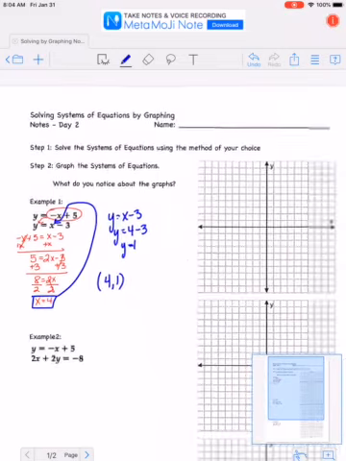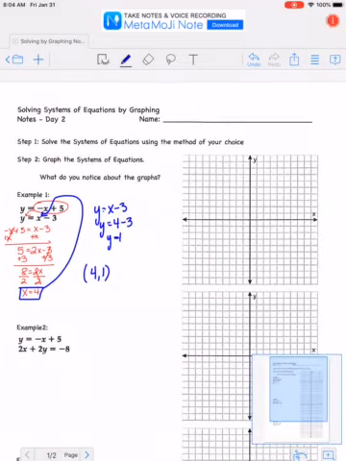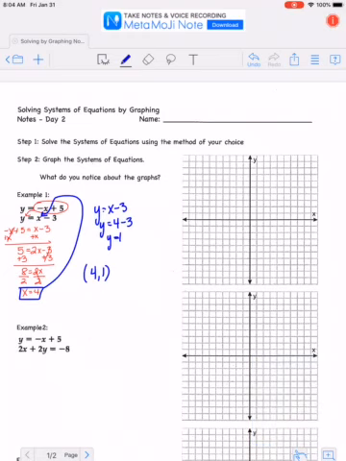Okay, so now I have to graph. This is where I'm going to start. I'm going to start at (4, 1) because I know that that's my point. So 1, 2, 3, 4, up 1. So there's my first point. Okay. Now from here I have to graph each equation. So equation 1 and equation 2.